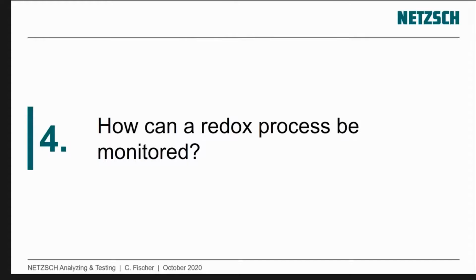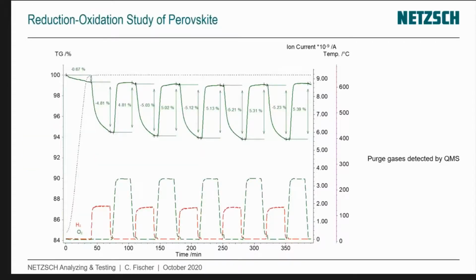Also question number 4, how can a redox process be monitored? This also comes from the field of inorganics, and it is also a suitable task for TGA-MS coupling. Here we see a reduction and oxidation study of a perovskite sample. The sample was heated to 650 degrees C, and then the temperature was kept constant. Then the purge gas atmosphere was changed from hydrogen to oxygen over several cycles. The result was a reversing mass loss and mass increase for each cycle.